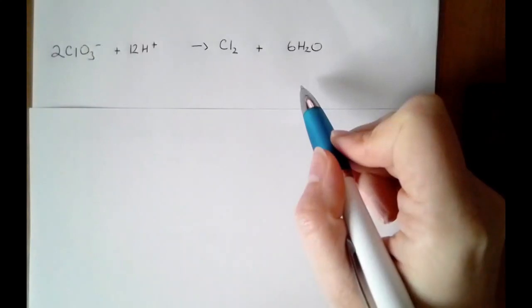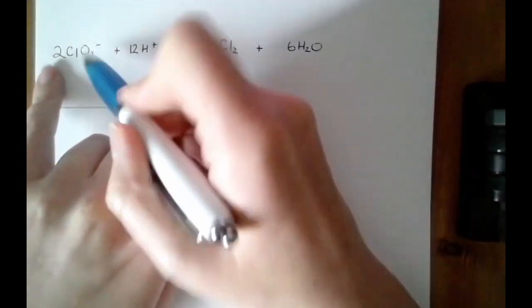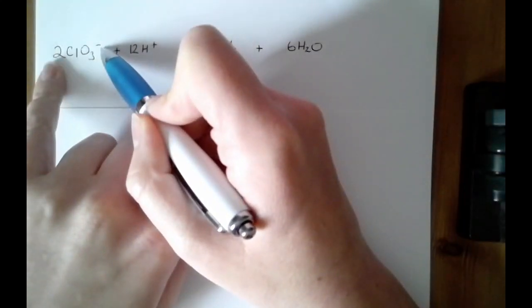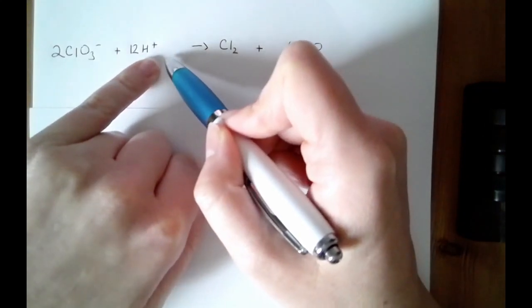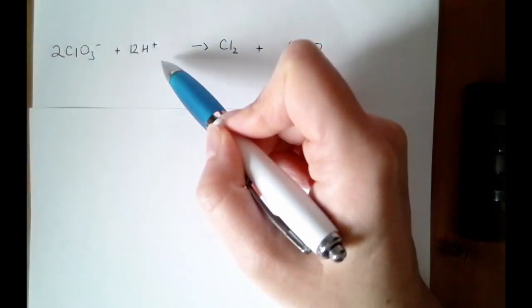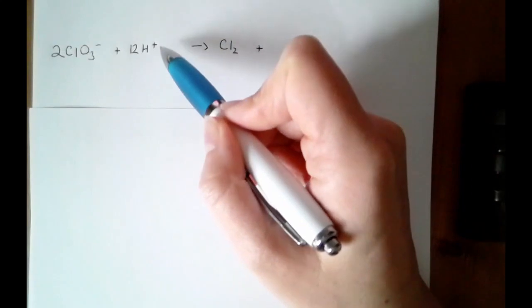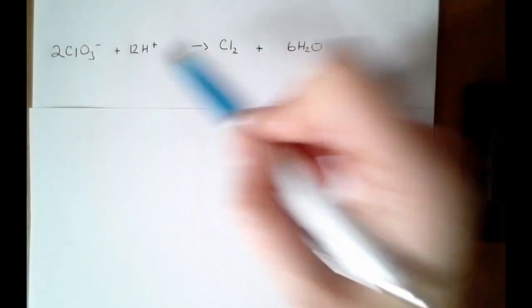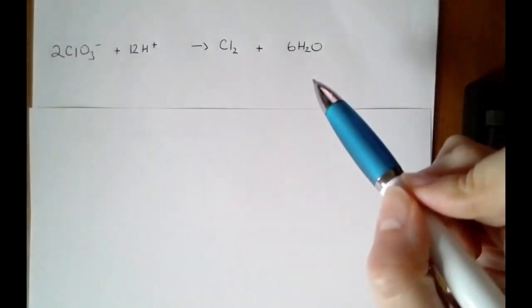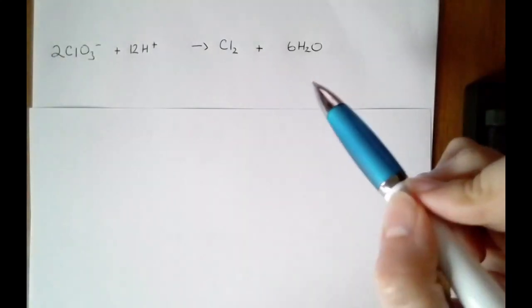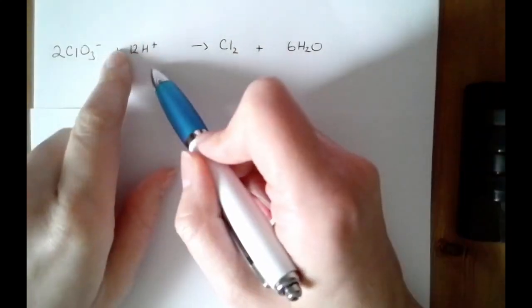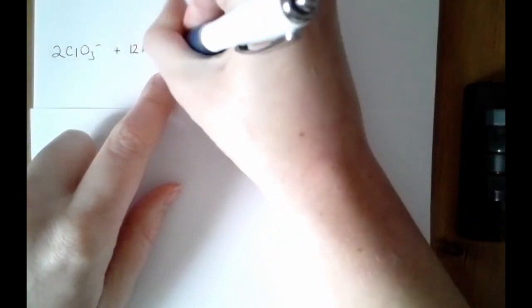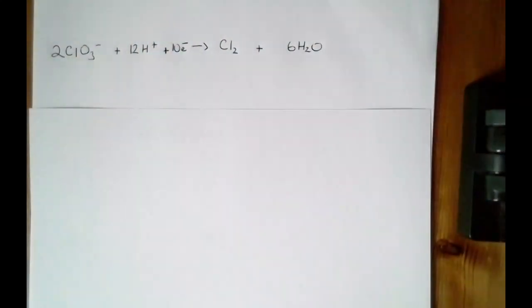Now all that's left is to balance my charges. So I can see here I've got 2 of these. So I've got 2 negative charges and I've got 12 positive charges. So overall, I have 10 plus on the left-hand side. The right-hand side is totally neutral. To balance charges, the only thing you can use is electrons. If I've got 10 positives and I need it to be neutral, I'm going to be adding 10 electrons here on the left-hand side. So that's writing half equations under acidic conditions.